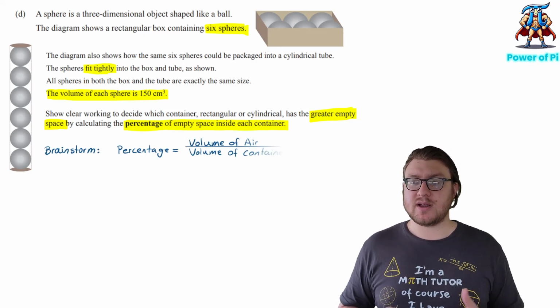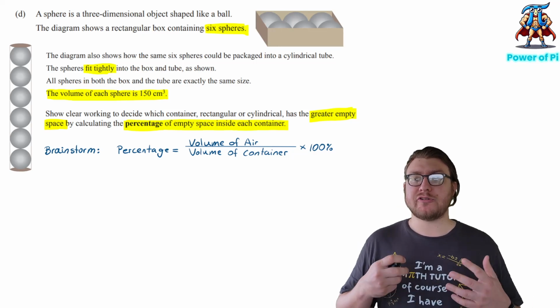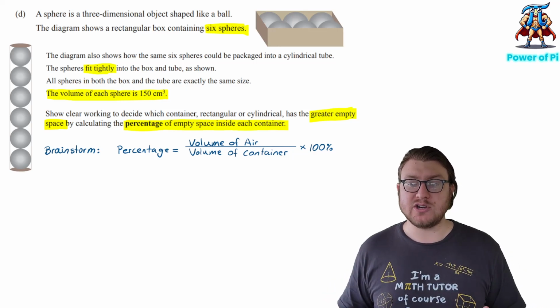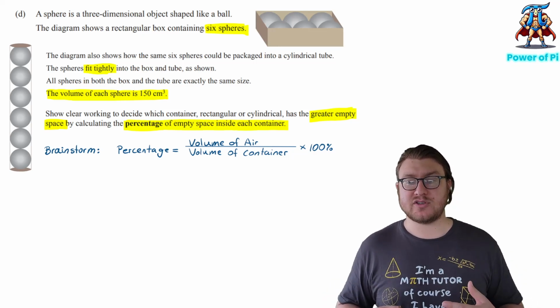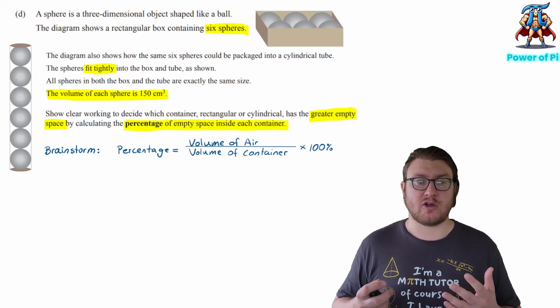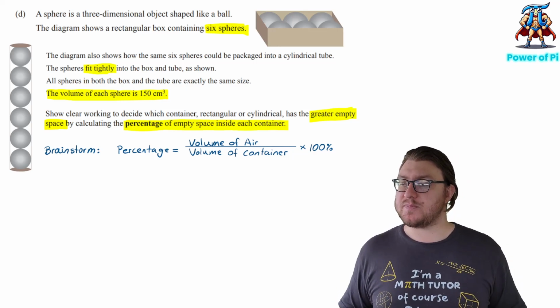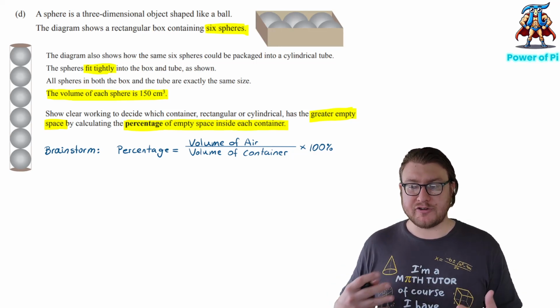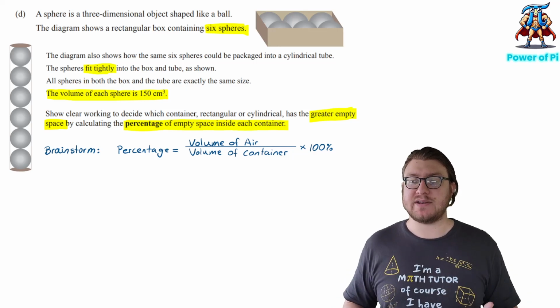So let's have a quick brainstorm here. We want to find the percentage of the air. So that means we're interested in the air divided by the total, which is the volume of the container. And because it's a percentage, we multiply by 100%. This will be our final answer. But how do we get there?